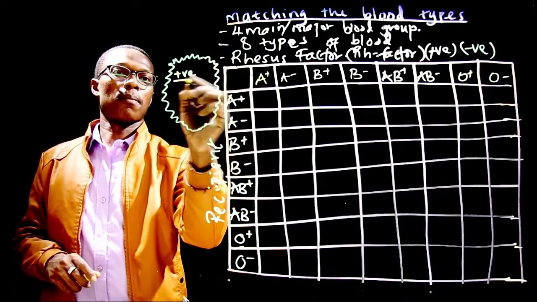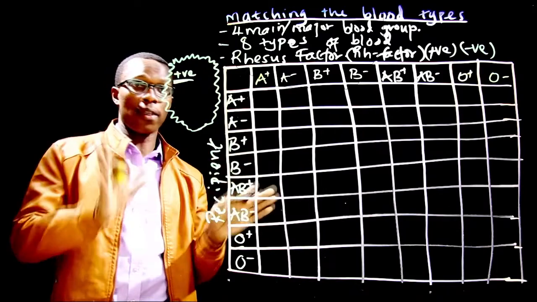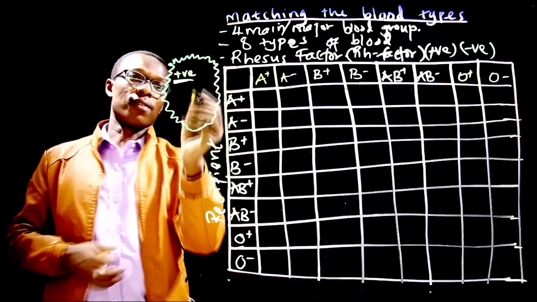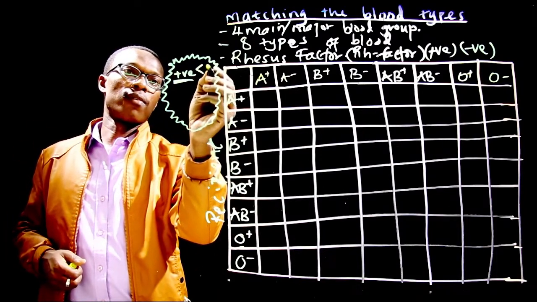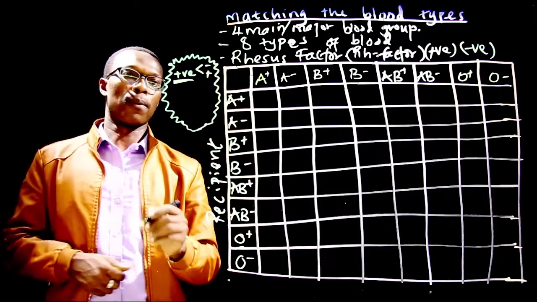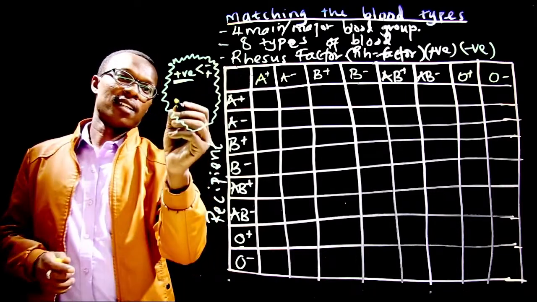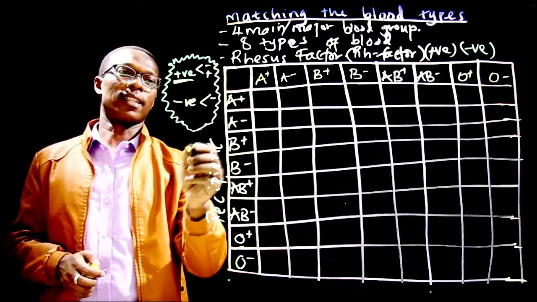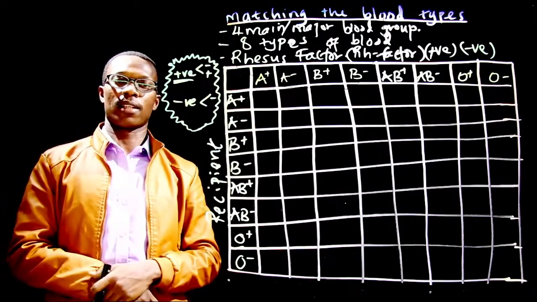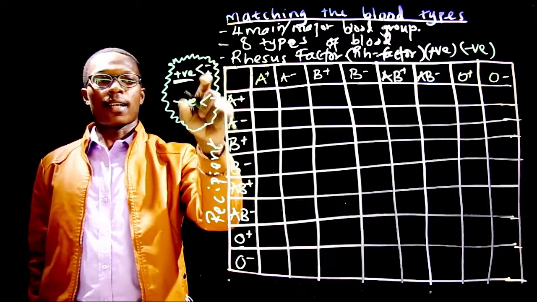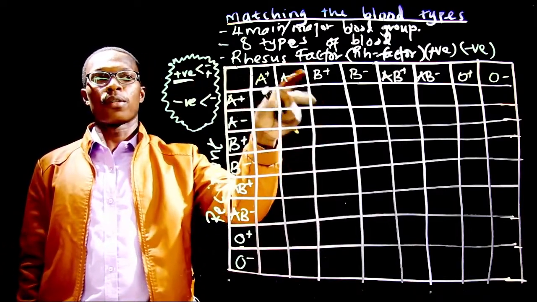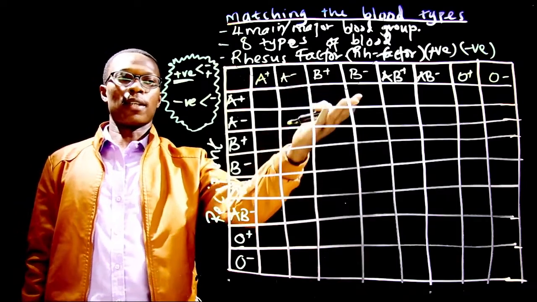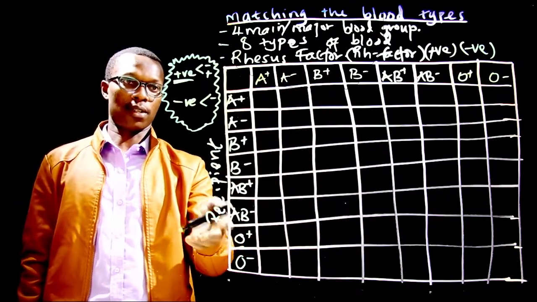Positive, remember, positive receives from both positive and negative, okay? So these ones can receive from both negative and positive. But negative can only receive from negative. It can't receive from positive. Is that okay? This can help you a lot when you're now trying to see the blood donor and the blood recipient. Is that okay?